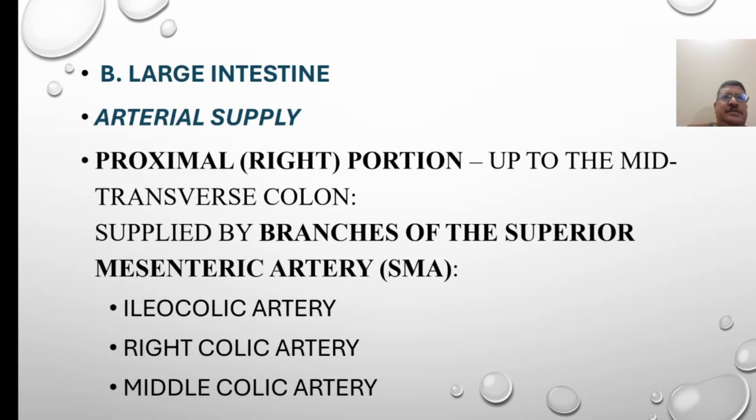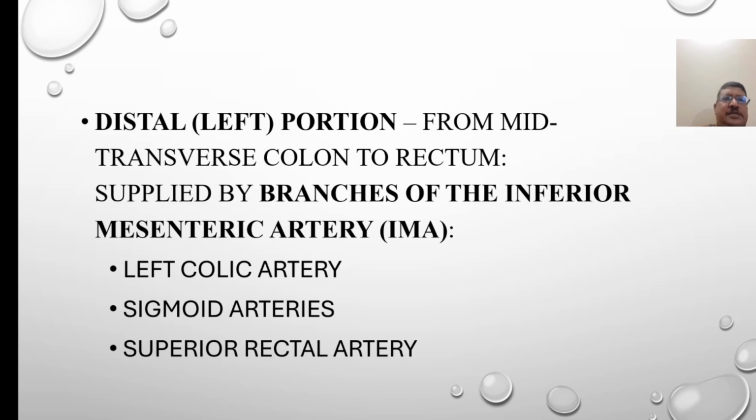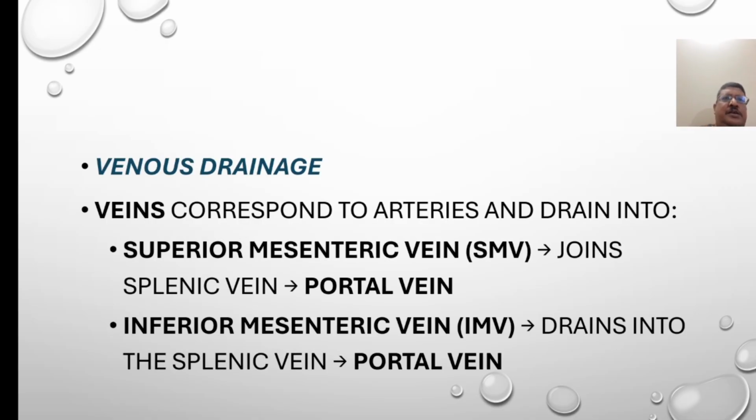Large intestine, arterial supply. The proximal portion up to the mid-transverse colon is supplied by branches of the superior mesenteric artery, SMA, that is ileocolic artery, right colic artery, middle colic artery. The distal portion from the mid-transverse colon to the rectum is supplied by branches of the inferior mesenteric artery, IMA: left colic artery, sigmoid arteries, superior rectal artery. Venous drainage.